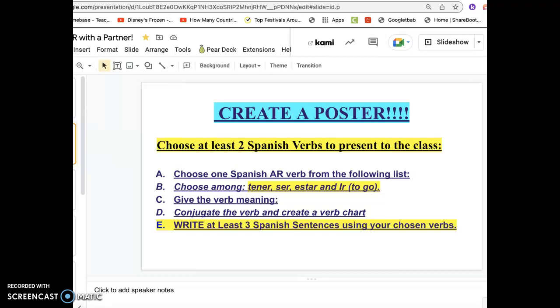And then letter D, conjugate the verb and create a verb chart. So like soy, eres, es, somos, sois, son, for example, if we were choosing the verb ser. And then writing at least 3 Spanish sentences using your chosen verb.